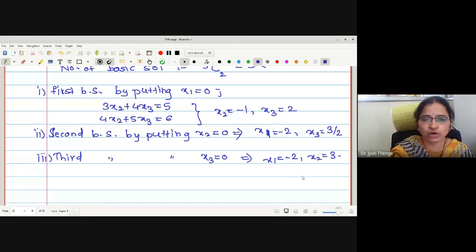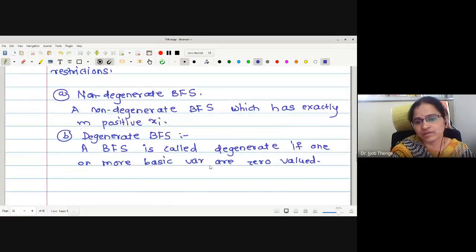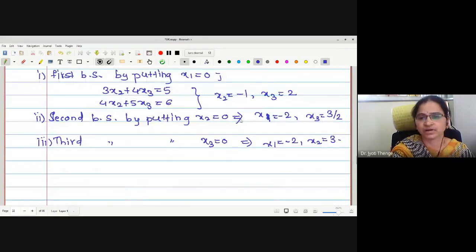What about degenerate and non-degenerate? Degenerate means one of the values of the basic variables is zero. Non-degenerate means all of them have positive or non-negative values. So all the solutions are non-degenerate basic solutions. Is the idea clear up to this point? If you have a doubt, you can ask me. Otherwise, in the next lecture, we will go for the fundamental theorems of linear programming problem.